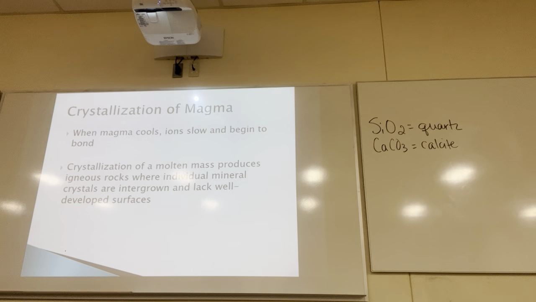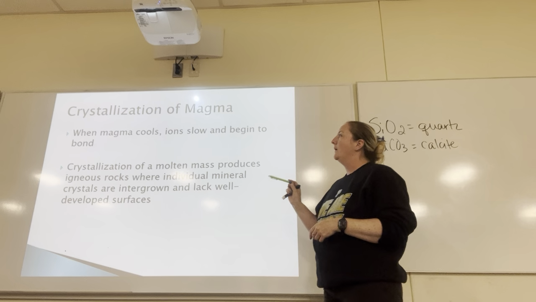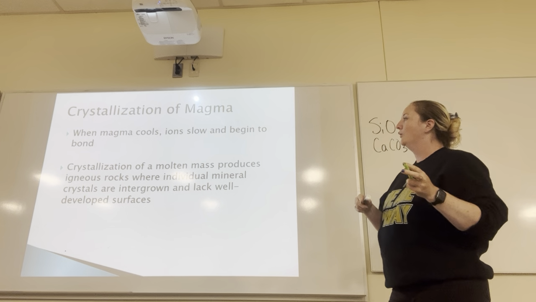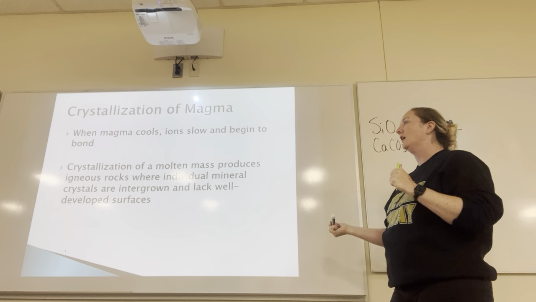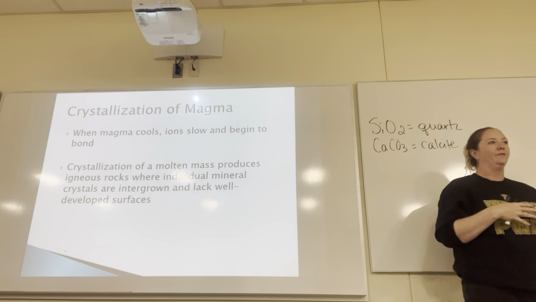Now the next one is crystallization of magma. This is how a lot of minerals are formed, especially a lot of the ones we're going to discuss. Our most common rock-forming minerals primarily form in this process, crystallization from magma. When magma cools, ions within it begin to bond to one another. Crystallization of a molten mass gives us igneous rock, where individual mineral crystals are intergrown and lack well-developed faces.